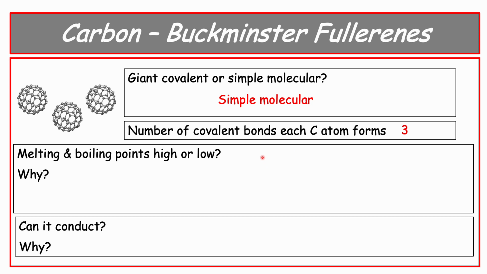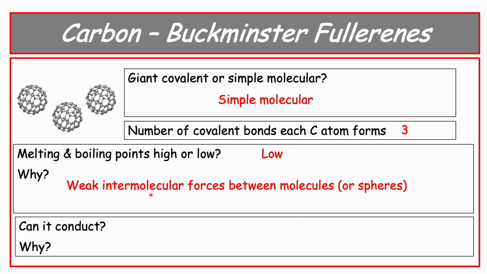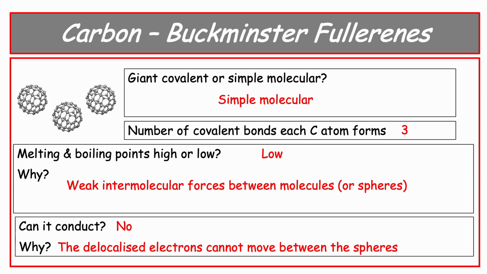The melting and boiling point is low, because if it's simple molecular, we know the rule is we don't break covalent bonds for simple molecular, only for giant. In simple molecular, what we break is those weak intermolecular forces of attraction between molecules, or in this case, the different spheres. It can't conduct electricity because even though there's a delocalized electron, it can't move between the spheres. So that electrical current can't move from sphere to sphere, so it doesn't conduct overall.